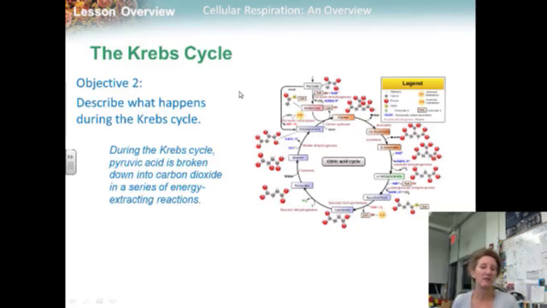During the Krebs cycle, pyruvic acid is broken down to carbon dioxide in a series of energy extracting reactions. And here it is, AP style. Same thing. You can see the reactions happening right here. CO2, CO2, NADH, all that. Take a closer look when you're ready, all right?